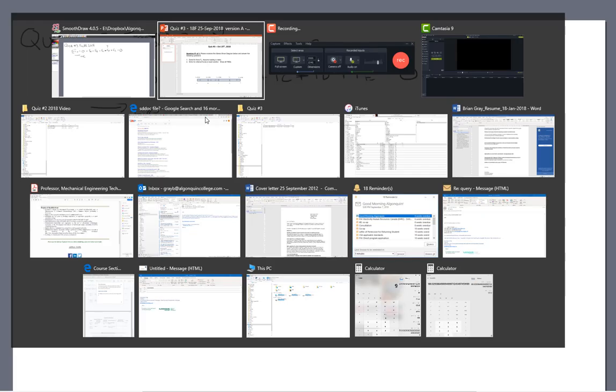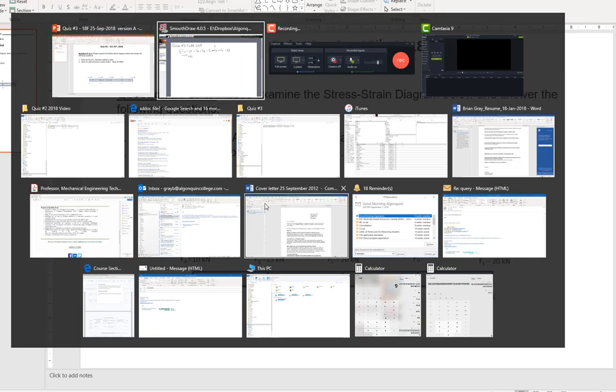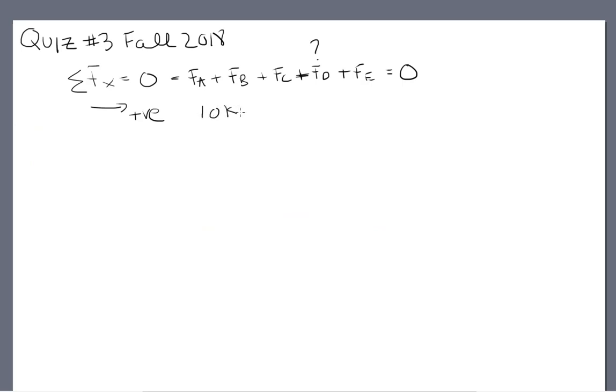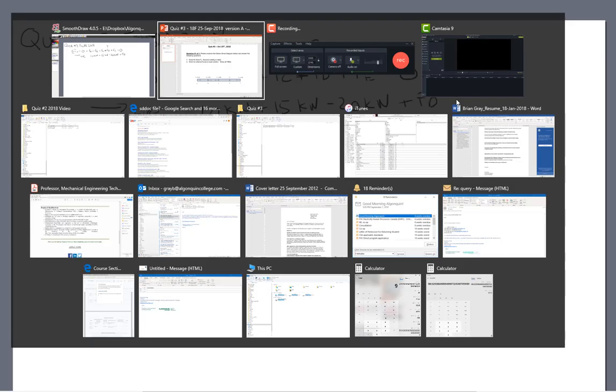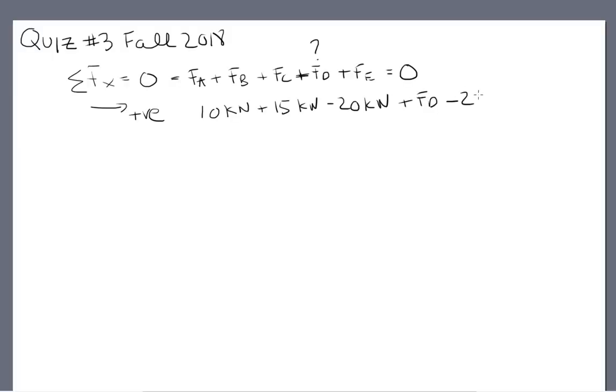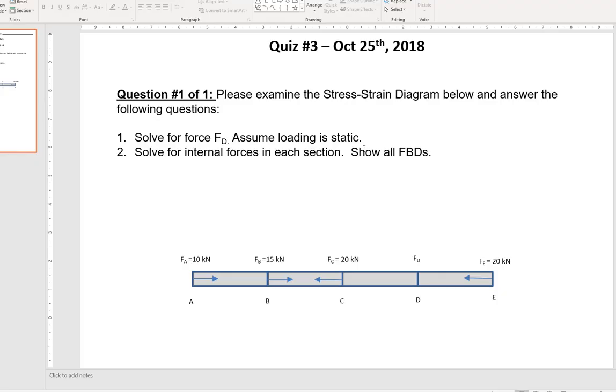So let's sub in. FA, FB, FC are 10, 15, and negative 20. So 10 kilonewtons plus 15 kilonewtons minus 20 kilonewtons plus FD, and then FE is minus 20, equals 0. 10 plus 15 is 25, minus 20 is 5, minus 20 is negative 15. So FD minus 15 kilonewtons equals 0, so FD equals 15 kilonewtons. That means there is a positive 15 kilonewton force right here that makes this entire bar static.